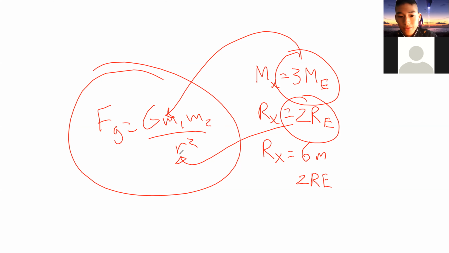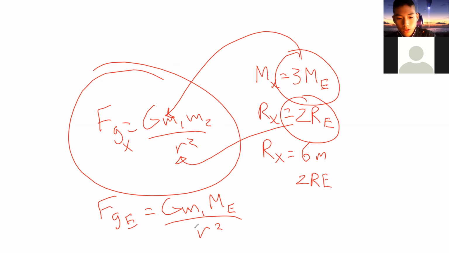So basically, after you find this equation, you would do again, this would be fgx, you would have to do fge, which would just be gm m1 times me over r squared. I'm sorry, r sub e squared. You take this equation and divide it by the bottom, and that would give you your final answer.